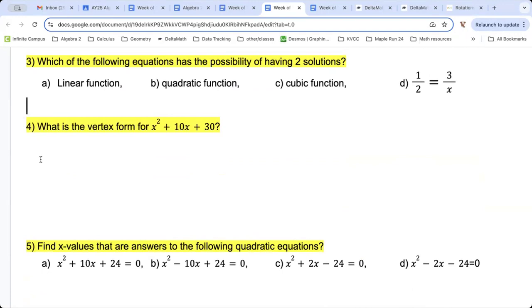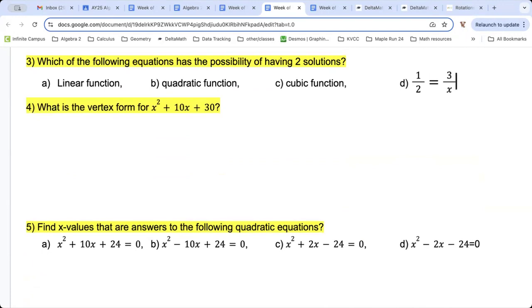Okay, number 3. As you realized, a linear function is mx plus b. So let's say you have the equation 2x plus 6 equal to 0. So that's a linear function. How many answers do we have? You have 1, okay? Because x to the first power, you have 1 answer.